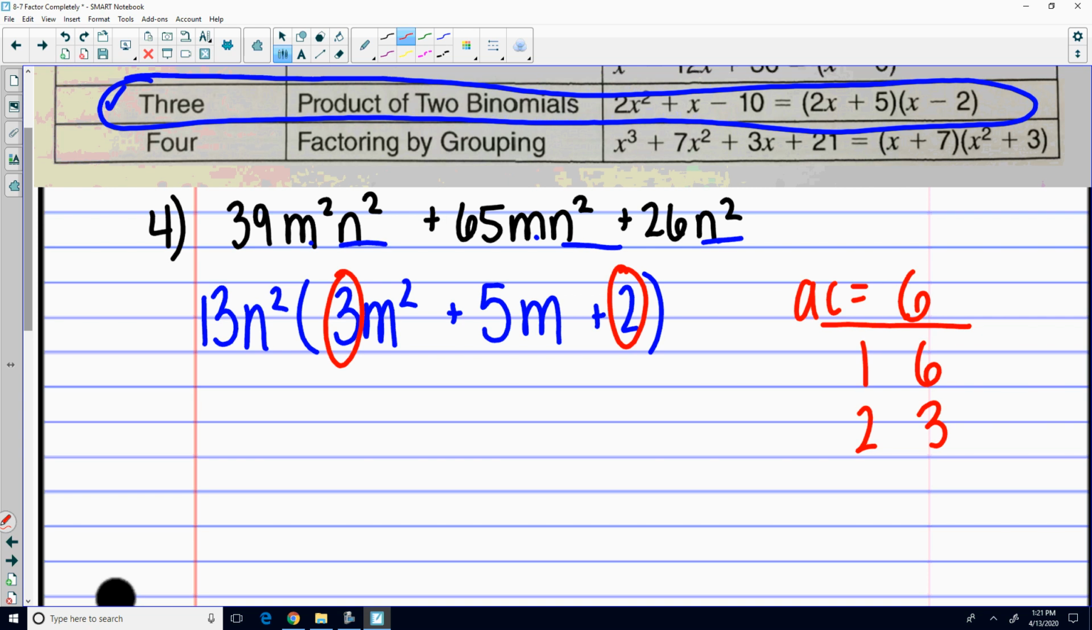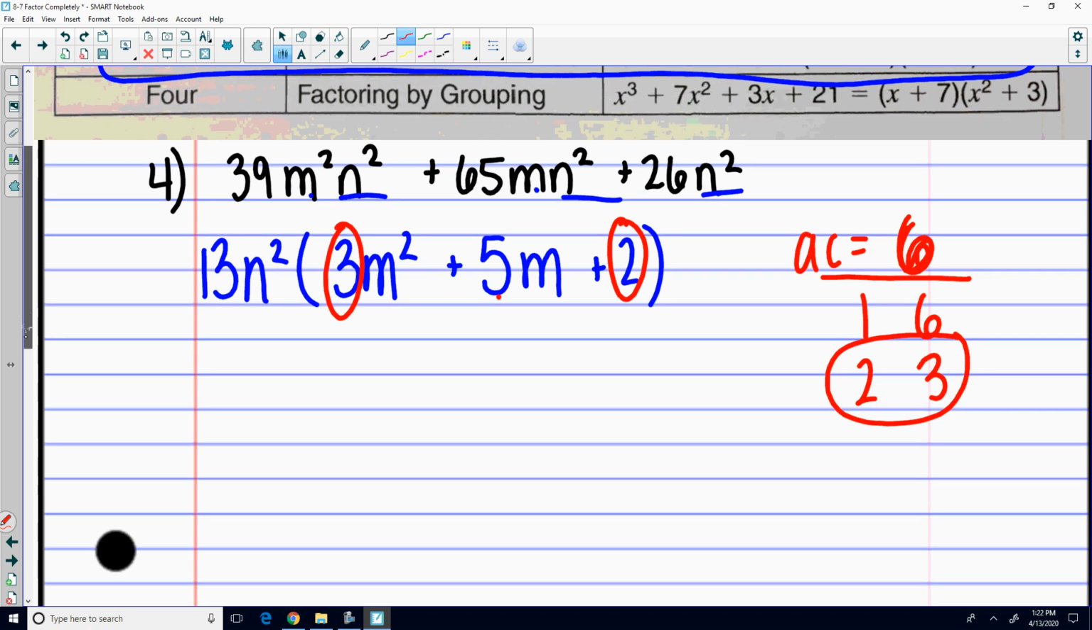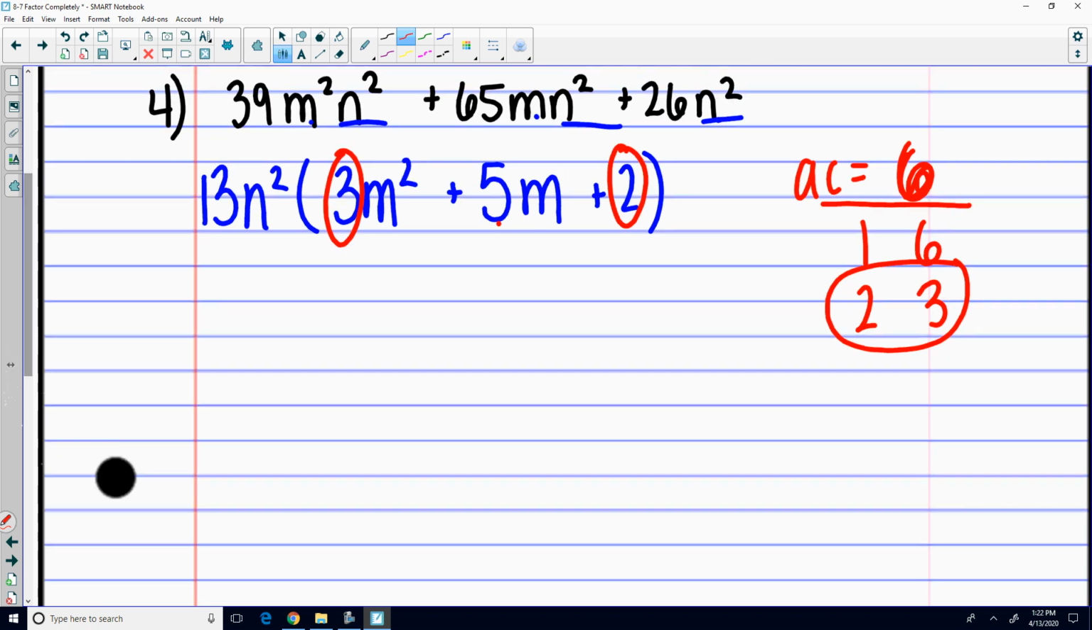Now I want this to be a positive 6 and I need this to be positive 5m, which means I am going to choose 2 and 3. I know I could make this like negative 6 or negative 1, but I don't want that because this has to say positive 6 when I multiply. All right, we're going to drop off the 13n squared for just a moment, and then we're going to rewrite this. So hopefully this rings a bell.